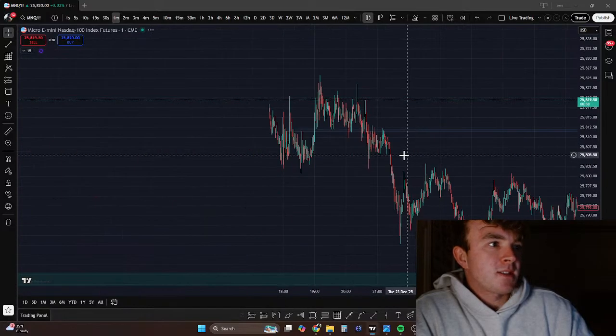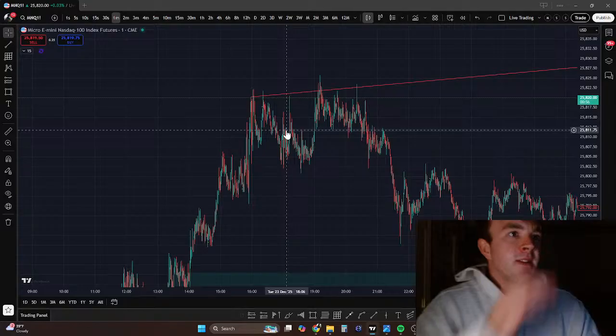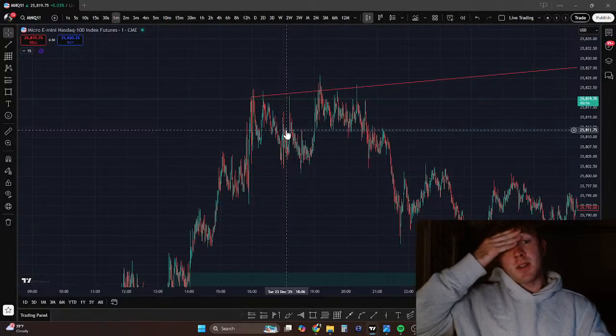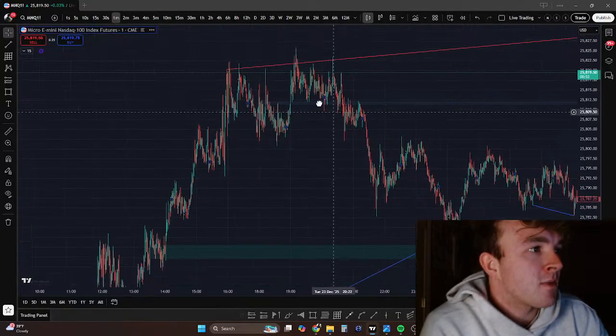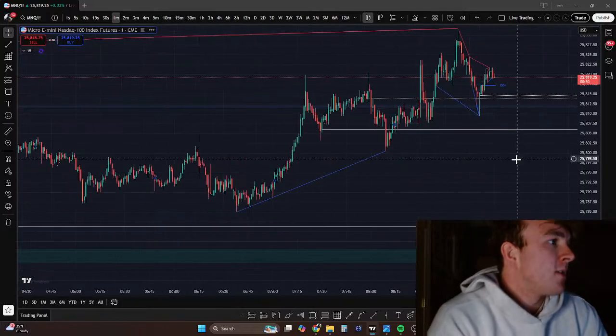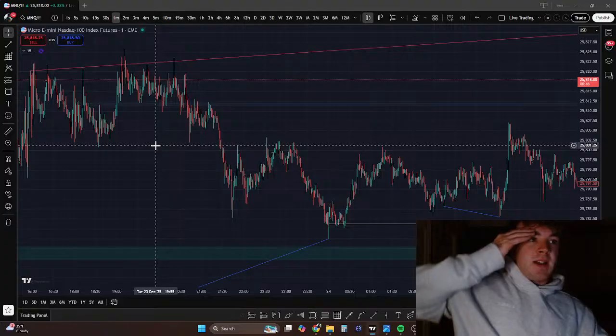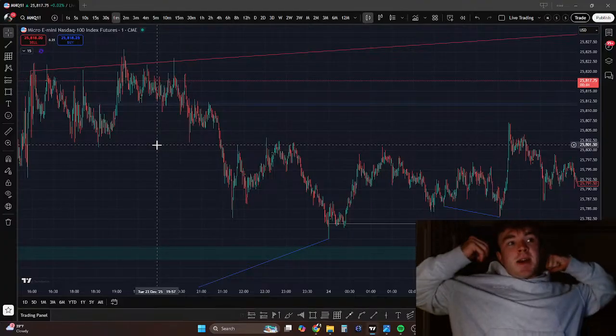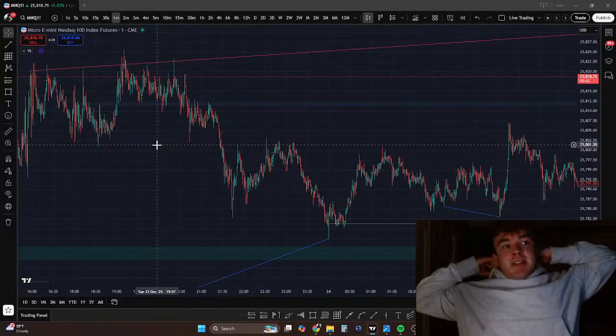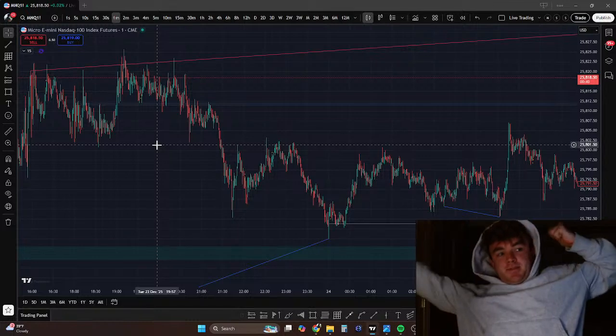Oh, what the heck? This New Day opening gap is different on the micro contract than it is on the regular one. That's crazy. That New Day opening gap on the micro is the exact same as the Reaper.